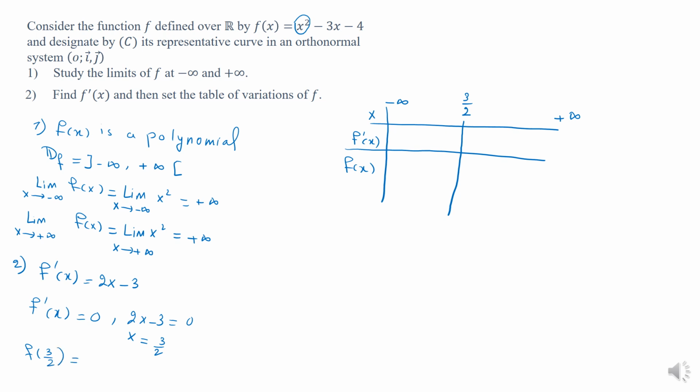F of 3 over 2 is 3 over 2 squared minus 3 times 3 over 2 minus 4, which is 9 over 4 minus 9 over 2 minus 4, which is 9 minus 18 minus 16 over 4. 9 minus 18 is negative 9, negative 9 minus 16 is negative 25 over 4. So minus 25 over 4.